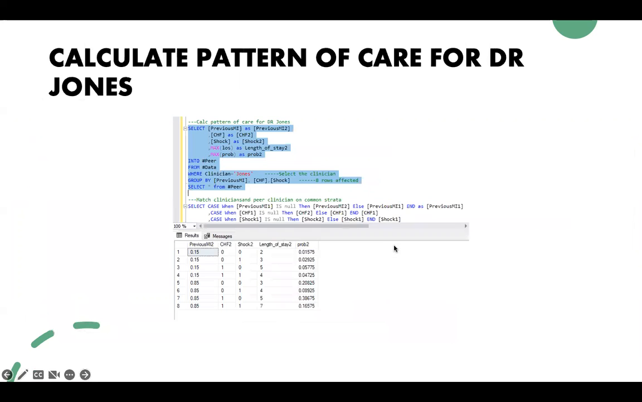And for the next step, we are looking at the pattern of care for Dr. Jones. And this is the outcome. The code stops at from temporary table pair, and you see here that Dr. Jones is caring for 8 patients.